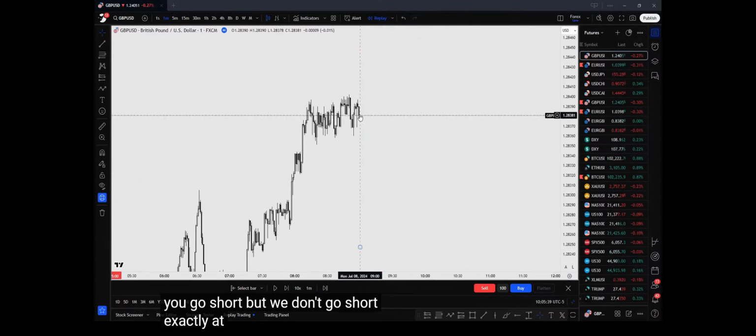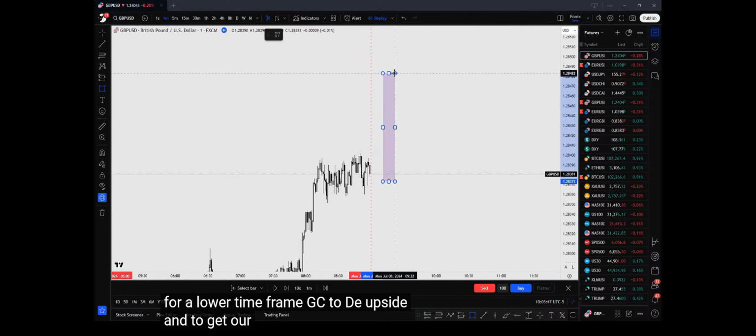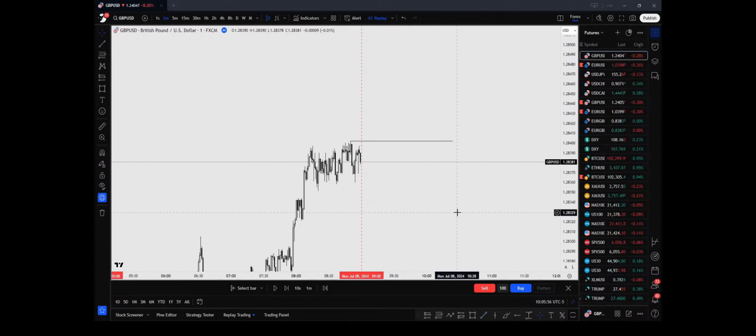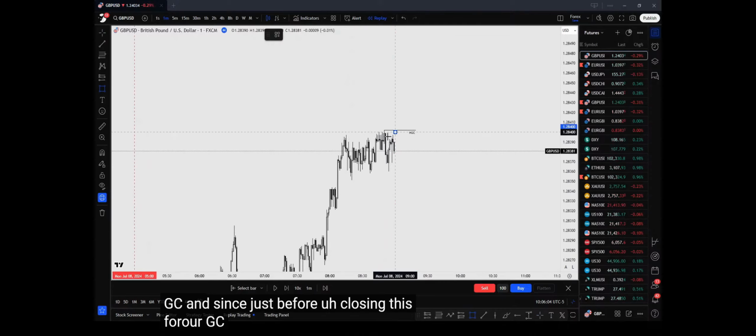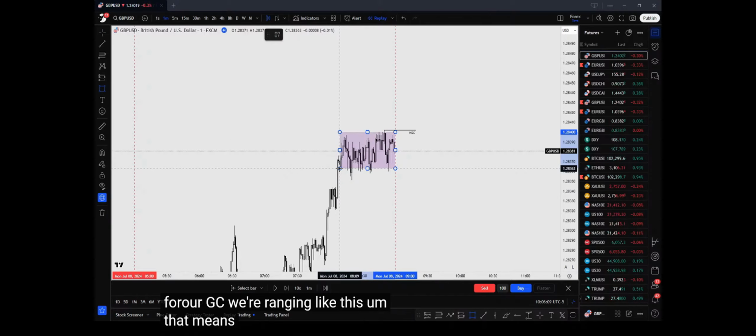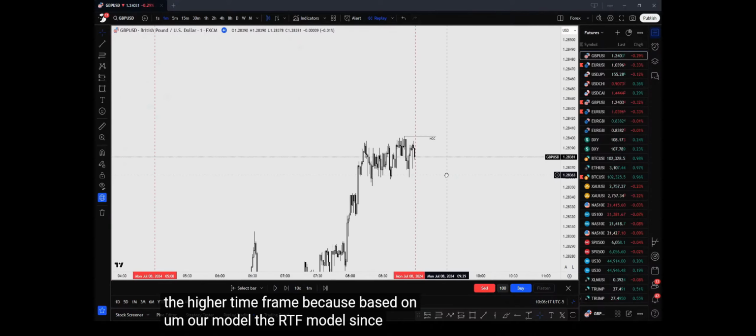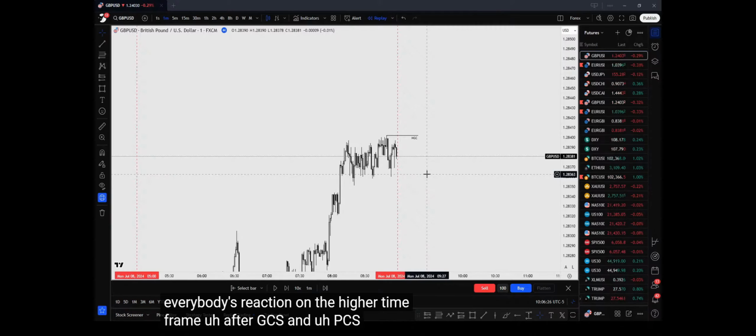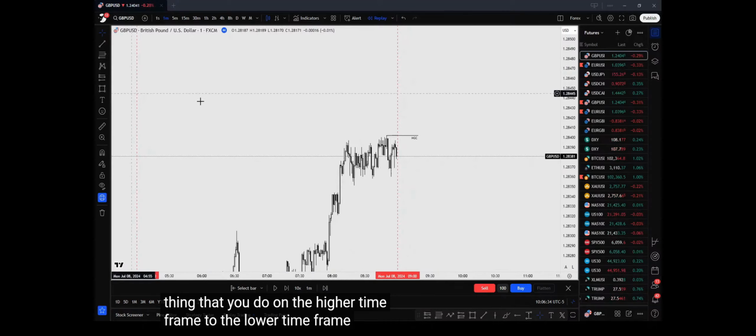But we don't go short exactly at the open of 9. We will wait for a lower time frame GC to the upside and to get our fractality exactly as we've talked about before. This is the high of the GC and high GC. And since just before closing this 4-hour GC, we're ranging like this, that means that if we do what we do on the higher time frame, because based on our model, the RTF model, since we're doing a reactionary model, we wait for everybody's reaction on the higher time frame after the GCs and PCs. Right now, if you do the same thing, since it's all about fractality, if you do the same thing that you do on the higher time frame to the lower time frame, what do you see right here?